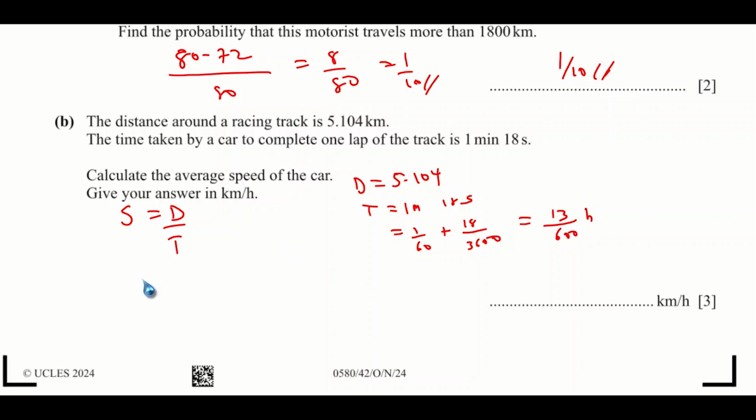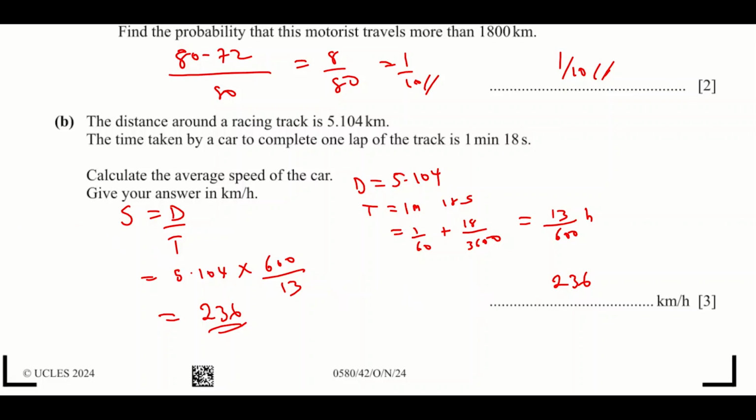So speed is equal to distance, that is 5.104, divided by 13 over 600. We can just do this straight away. Dividing by 13 over 600 will be the same as multiplying by 600 over 13, so we find the inverse straight away. If you input this into your calculator, you should get 236. So three significant figures, 236 kilometers per hour.